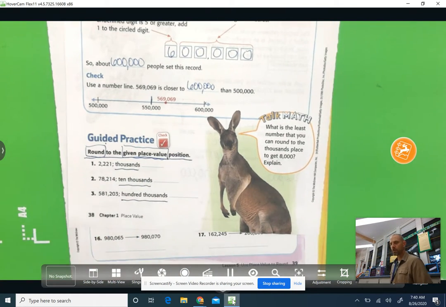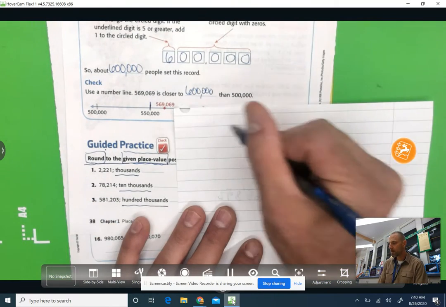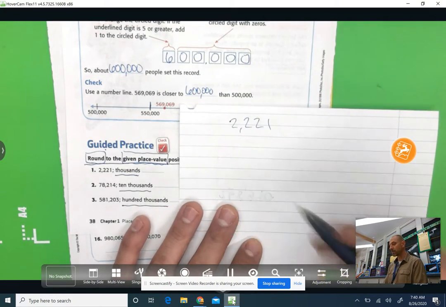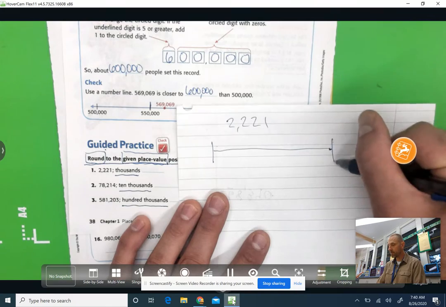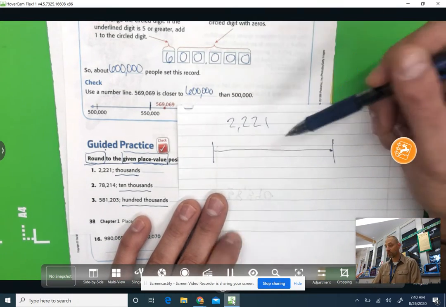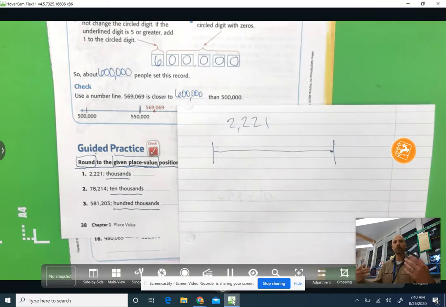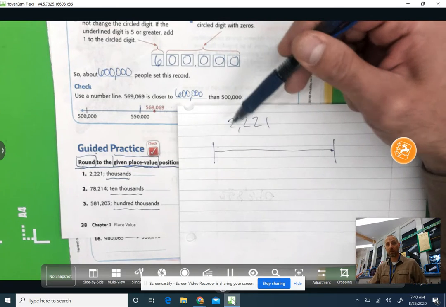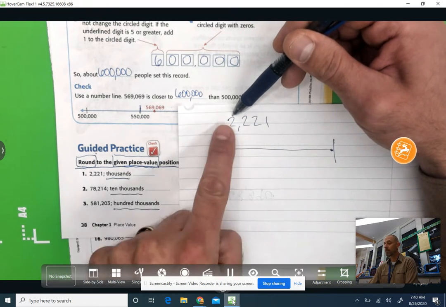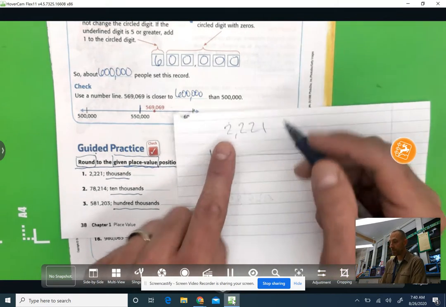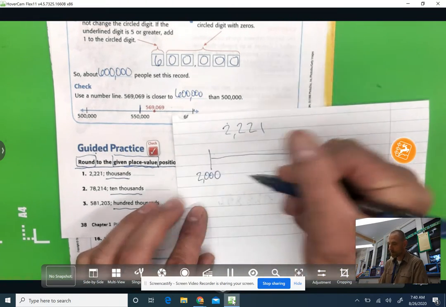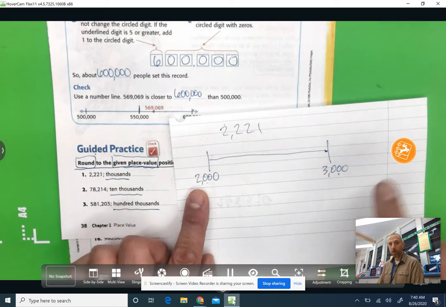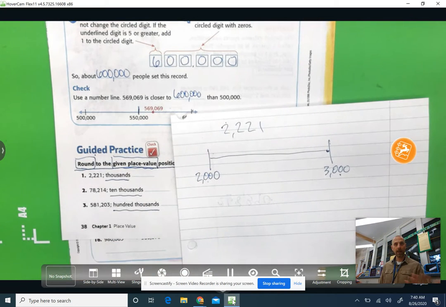Okay, so let's start with 2,221. And we're rounding to the nearest thousands place. That means let's think about what two thousands, 1,000, 2,000, 3,000, 4,000, 5,000, and so on, surround 2,000. The first one is always the value of the digit that we are rounding. The digit in the thousands place is the 2. Its value is 2,000. Well, 1,000 more than 2,000 is 3,000. Those become our two options for our answer.